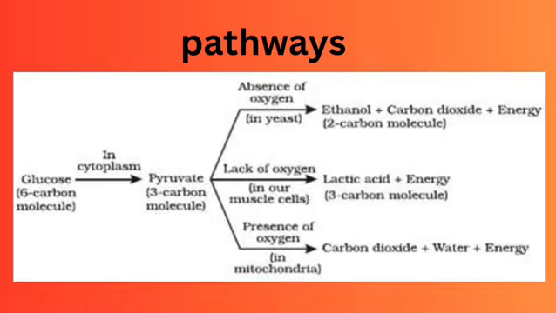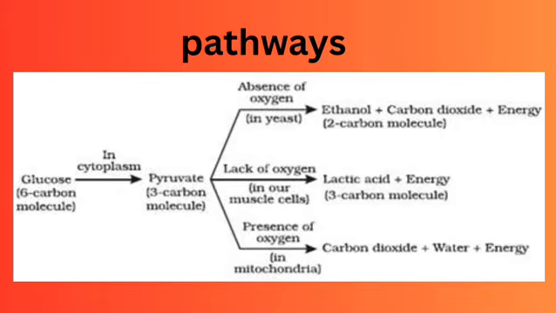Breakdown of glucose, a 6-carbon molecule, into a 3-carbon molecule called pyruvate takes place in the cytoplasm. Pyruvate may be converted into ethanol and carbon dioxide, which takes place in yeast during fermentation. Since the process takes place in the absence of air, it is called anaerobic respiration.